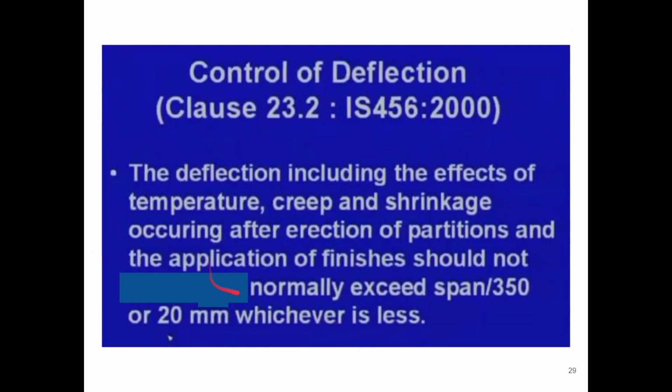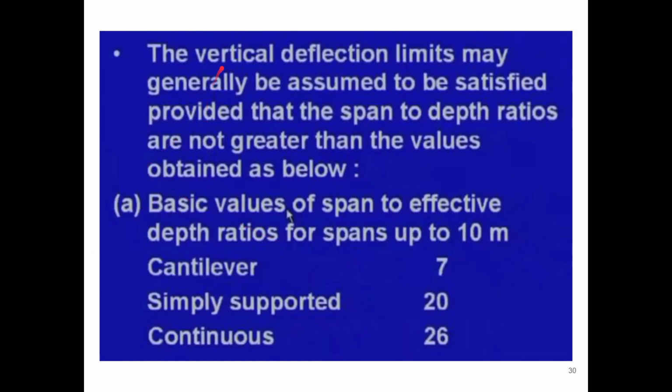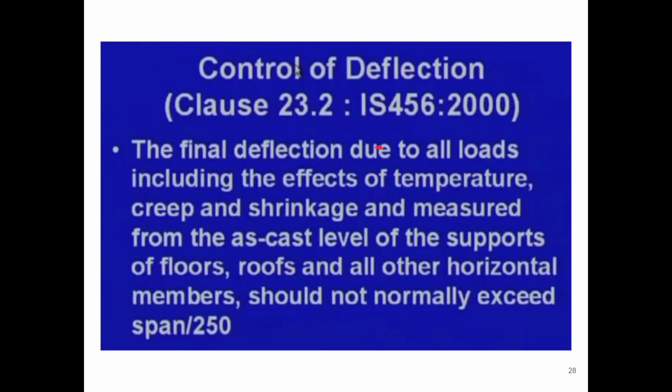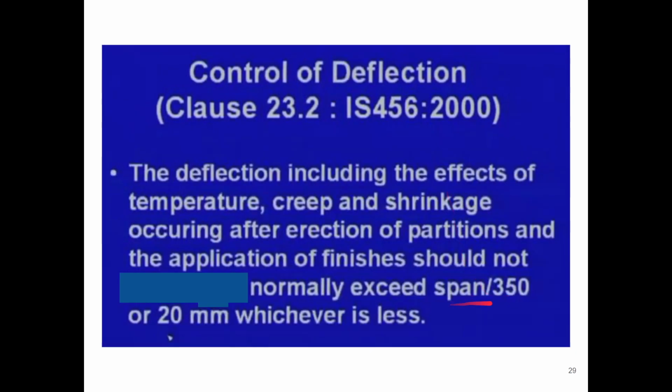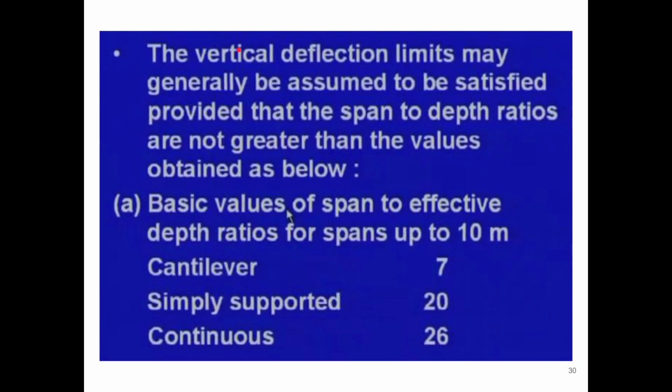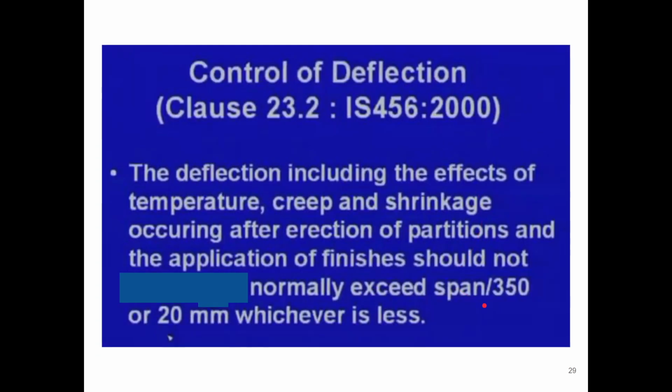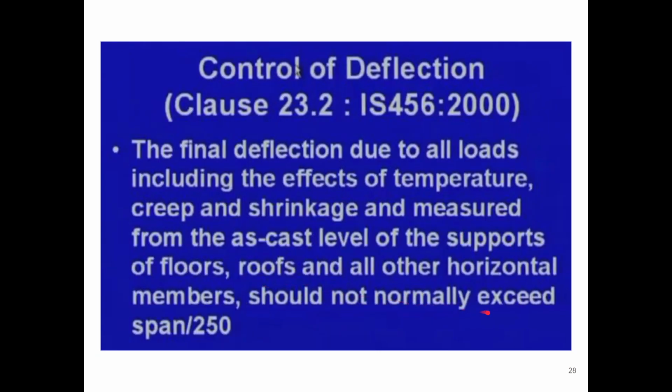So these are the two conditions for deflection. Basically we'll be considering span by 350 or 20 mm, whichever is less. Apart from that, the vertical deflection limits may generally be assumed to be satisfied provided that the span to depth ratios are not greater than the values obtained as below. So these are the values below which it should be maintained.